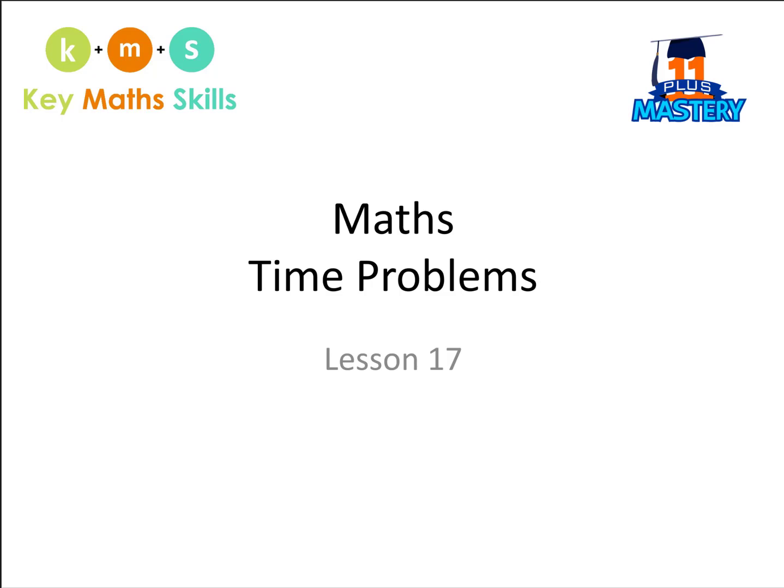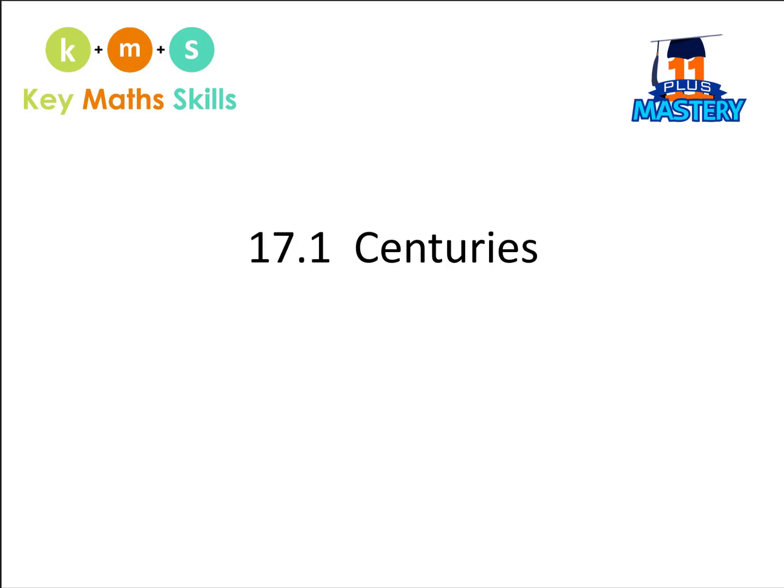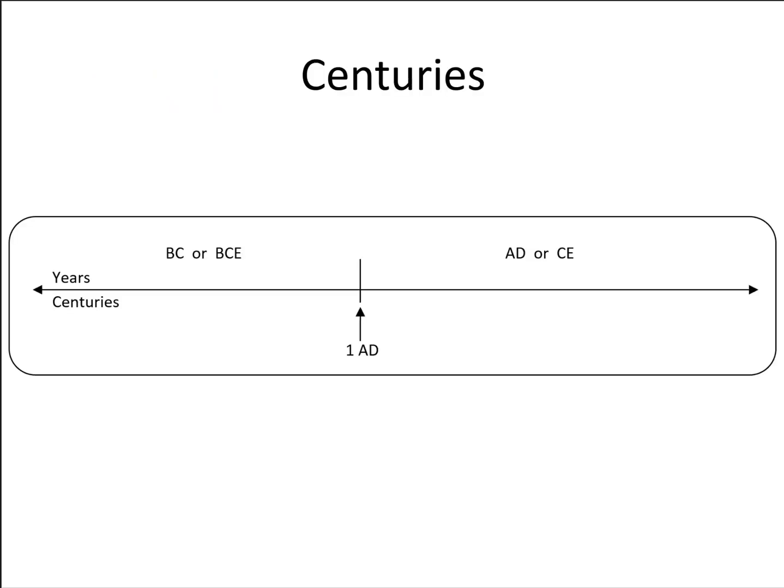This video is on the maths lesson on time problems. First, we'll look at centuries. Centuries are counted from the year 1 AD. AD stands for Anno Domini, which means in the year of the Lord in Latin. Sometimes instead of AD, CE is used. CE stands for Common Era.